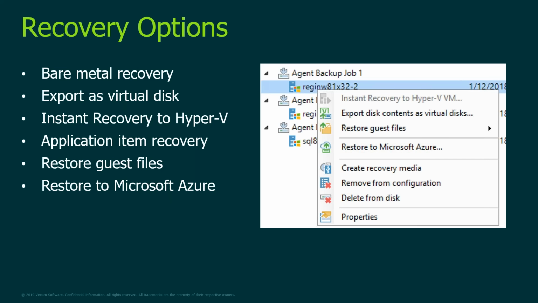You also can drive some application item recovery. That's really important as well, and you do that through our file engine here. It'll expose the different restore options: SQL Server, SharePoint, Active Directory, Exchange, Oracle, etc. And you also can restore some guest files, and then you can also go right to Azure and AWS. So it's really important to have that portability, that flexibility for those recovery options.